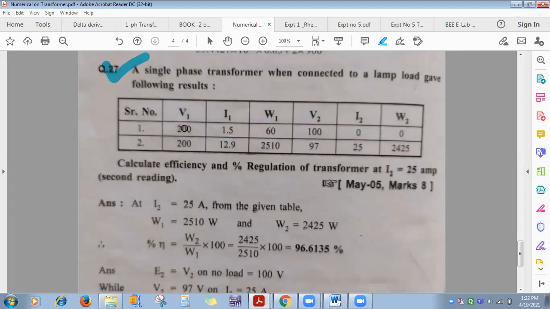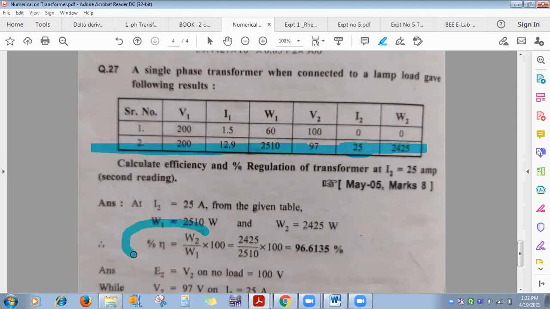And all of you can see here, V1 in direct loading method is always constant. And you have been asked to calculate efficiency and percentage voltage regulation of a transformer at I2 equal to 25 ampere. I told you no one will ask you for I2, W2 equal to 0 to calculate efficiency and voltage regulation for the first reading. Only you will get asked to calculate when it is loaded. When I2 is 25 ampere, only for the second reading you have to calculate the voltage regulation and efficiency.